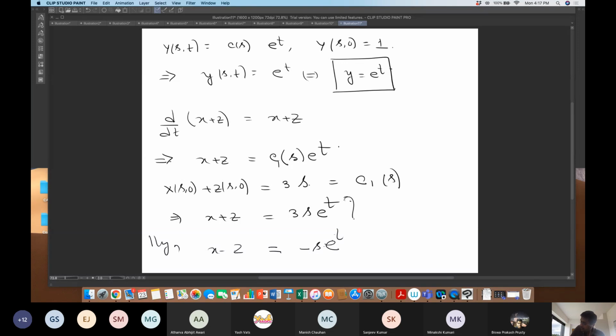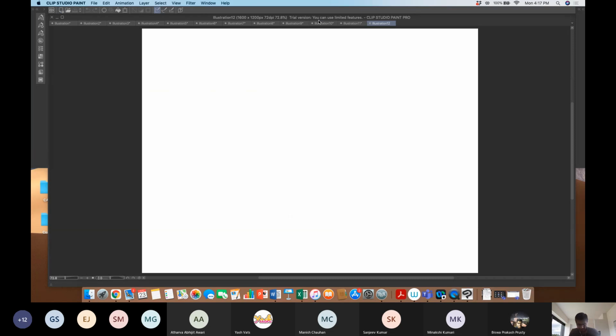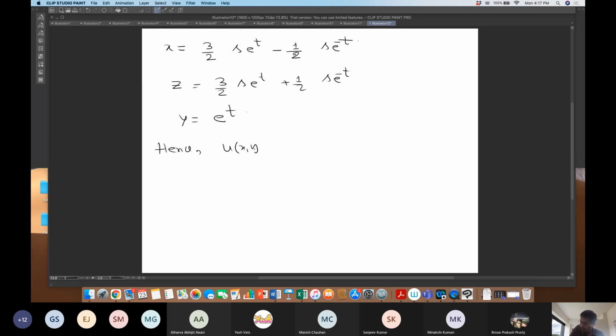Okay. So we have a solution like this. x is equal to 3 by 2 s e to the power t minus half s e to the power minus t. What is z? z is 3 by 2 s e to the power t plus half s e to the power minus t. Just compute it. And y equal to e to the power t. If you compute, hence u of (x, y) is 3 by 2 s y plus half s by y.